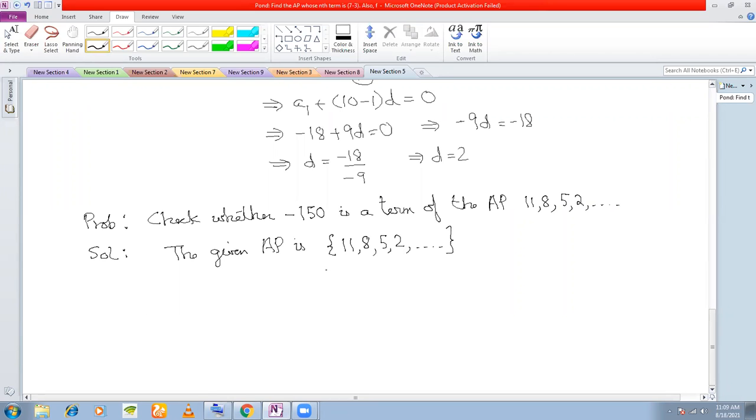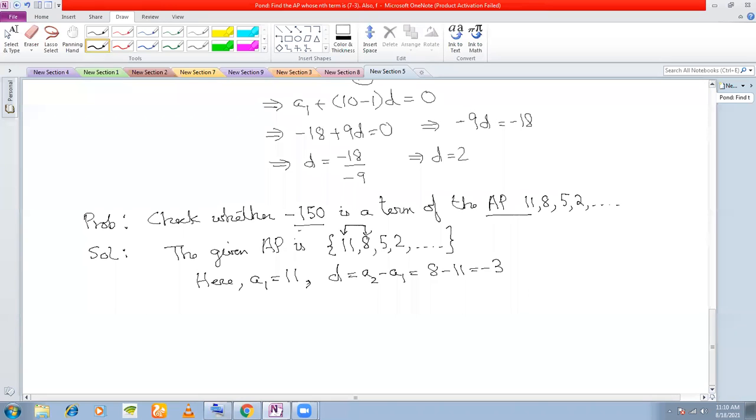Now see here, when the AP is given, you can determine the first term and the common difference. So here, what is A1? First term is 11. What is the common difference? Since it is given to be AP, you simply take the difference of these two, A2 minus A1, 8 minus 11, which is equal to minus 3. Since they have already said that this is an AP, you don't need to check with 5 minus 8 and 2 minus 5 and so on. Simply take the difference of the first two terms and that will be the common difference. So you know this common difference.